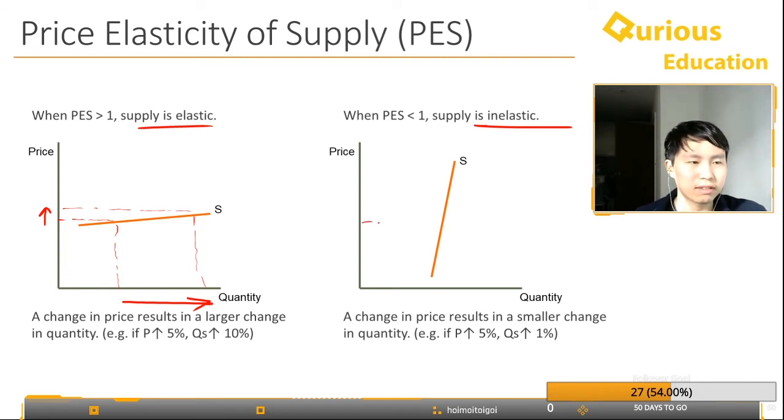But here on this other diagram, we need to increase price a lot in order to increase the quantity supplied by a little bit. So this is kind of like the case for the oil rigs. Even if there's a huge increase in the oil price, we can't suddenly supply a lot more oil.